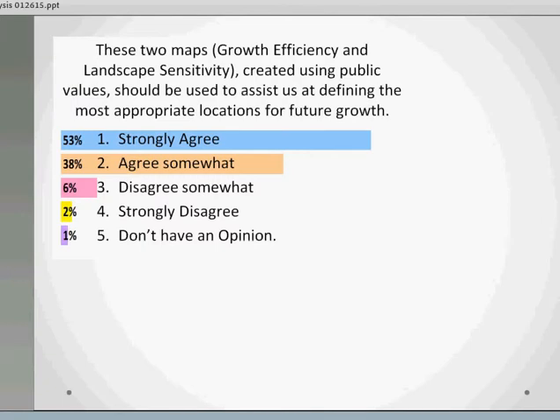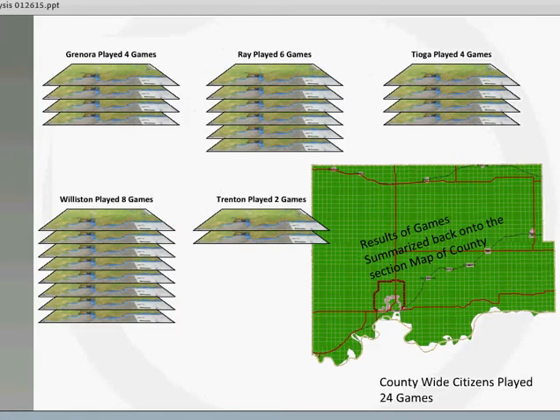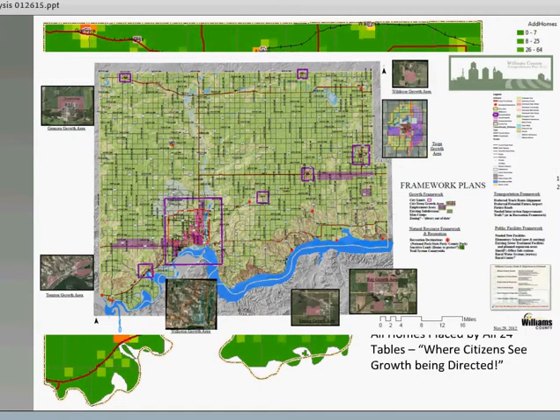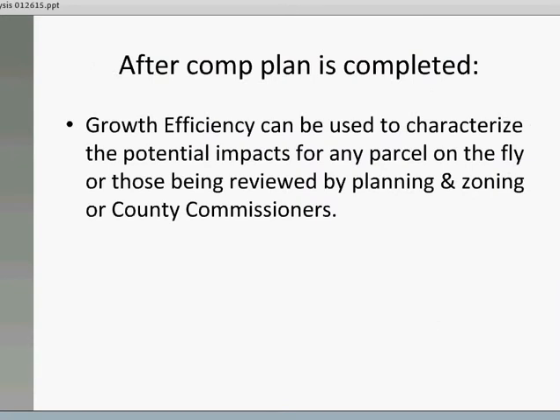There's been great public support for those maps all the way along. We used that to direct where citizens thought appropriate places were, and ultimately created this plan from citizen input that was codified in this growth framework plan, part of the comprehensive plan. But even after the comp plan was done, there's opportunities to use these maps again for long range decision making, okay?